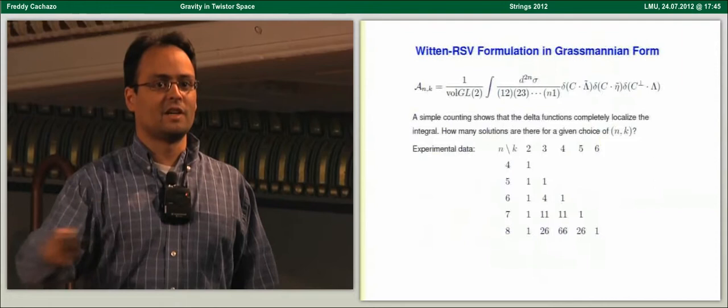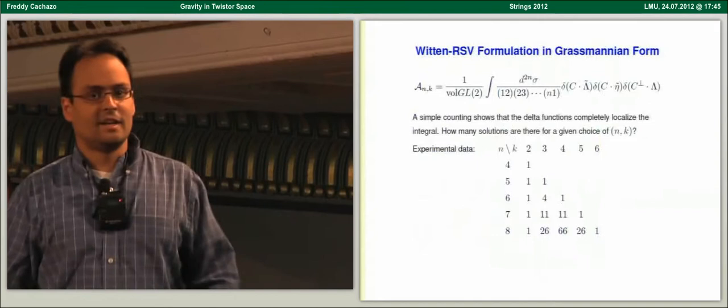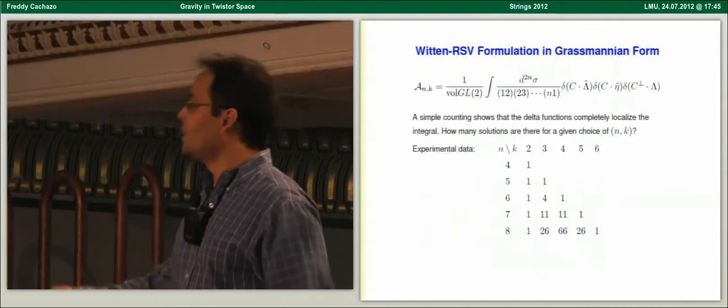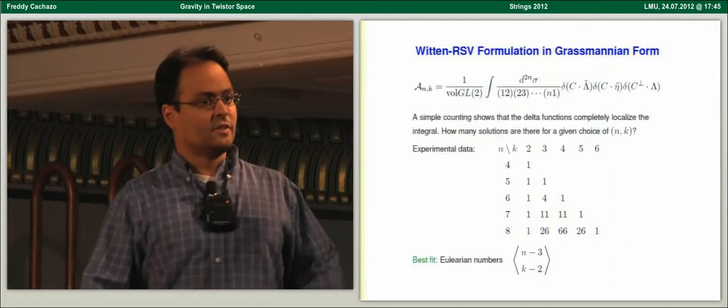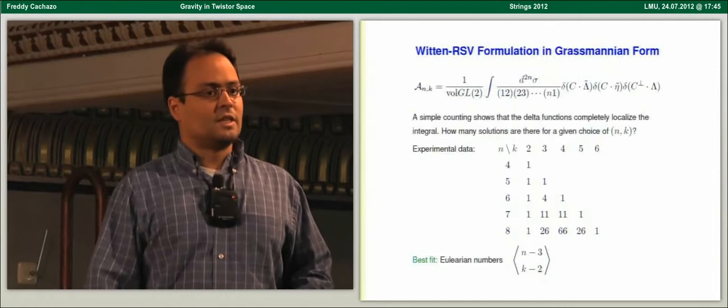Now, once you have experimental data, the next thing to do as a physicist is to find the best fit for the data. It turns out that the best fit for this data turned out to be the Eulerian numbers. The only thing that I'm going to use about the Eulerian numbers is precisely the property that I mentioned. There is something special that happens to them when you add up the numbers in a particular row.